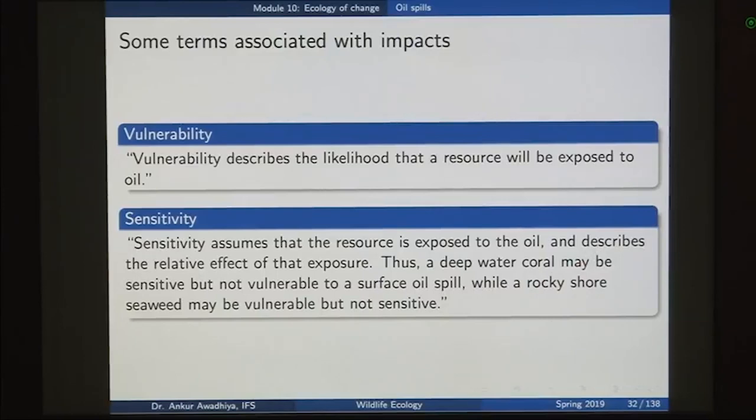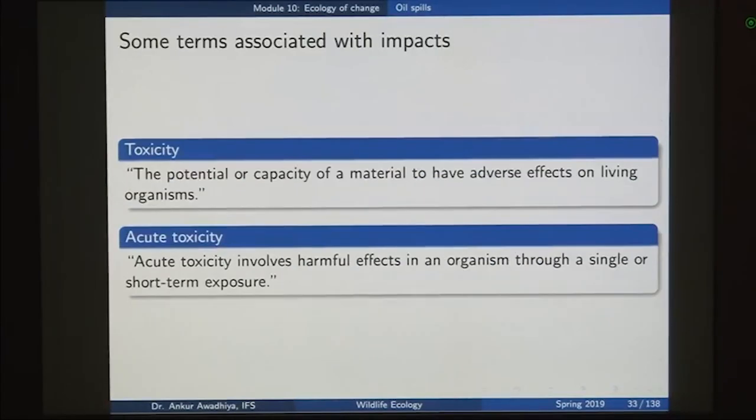So the organisms that are both vulnerable and sensitive will have much more impact than those organisms that are either not vulnerable or not sensitive, or neither vulnerable nor sensitive. So vulnerability and sensitivity play a huge role in determining the impacts on different portions of the ecosystem.